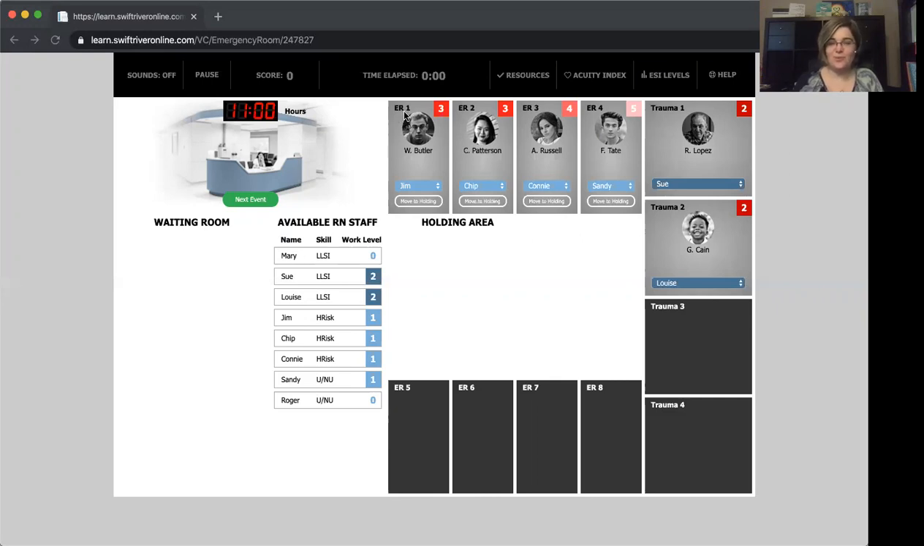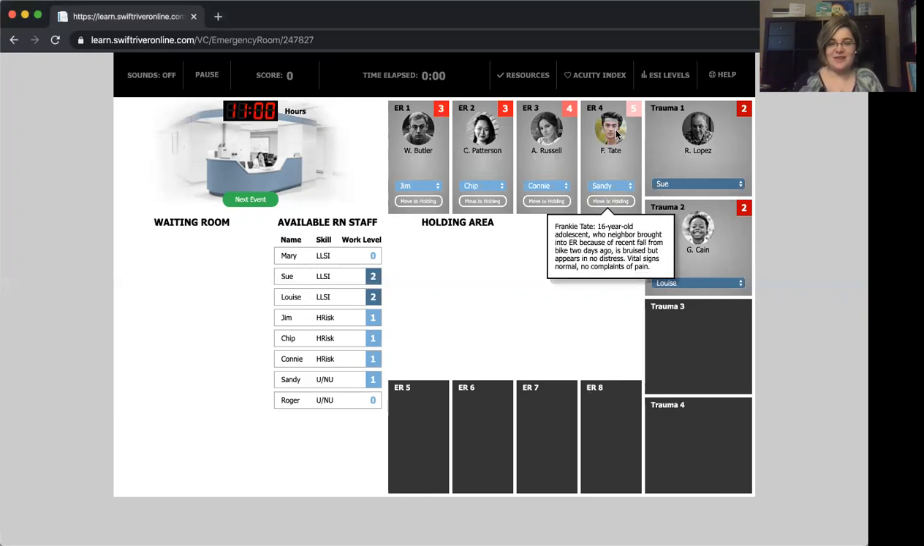ER rooms 1 all the way through ER room 8 are designated for people who have acuity level 3 through 5. Your trauma bays are reserved for people who have acuity level 1 or 2.